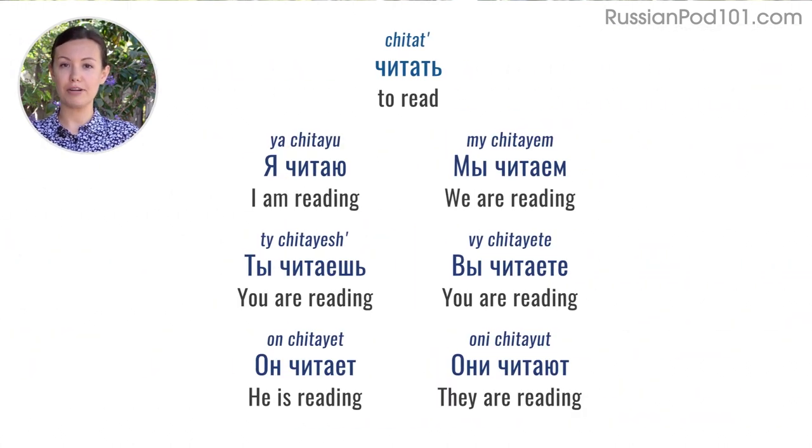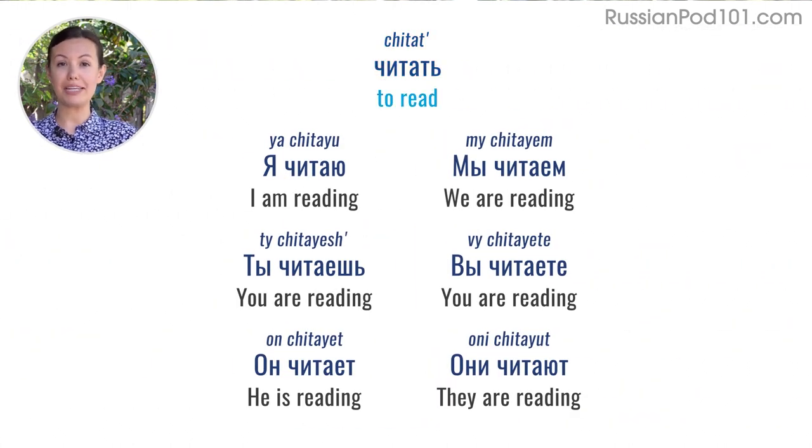Let's conjugate the verb читать, meaning to read, which is a first conjugation verb in Russian. Я читаю. I am reading. Ты читаешь. You are reading. Он читает. He is reading. Мы читаем. We are reading. Вы читаете. You are reading. Они читают. They are reading.